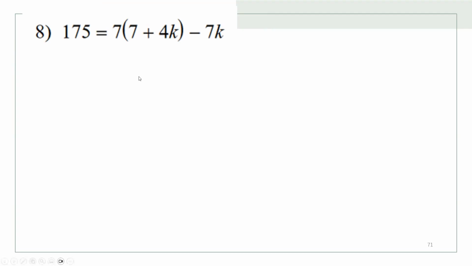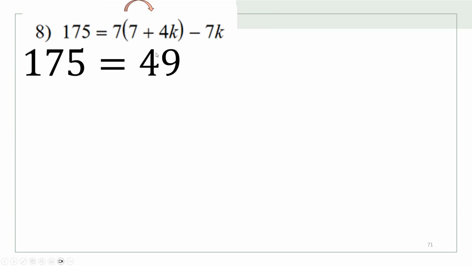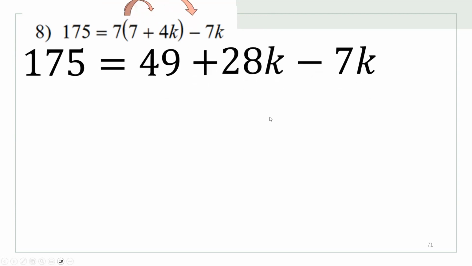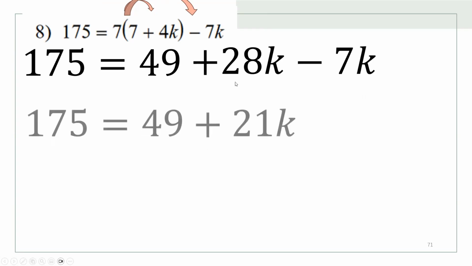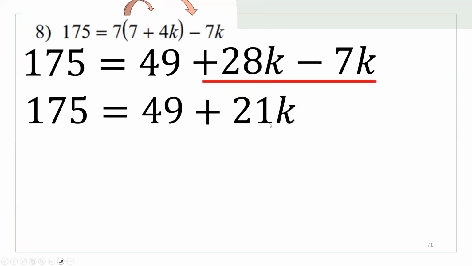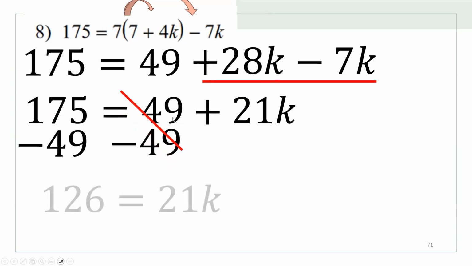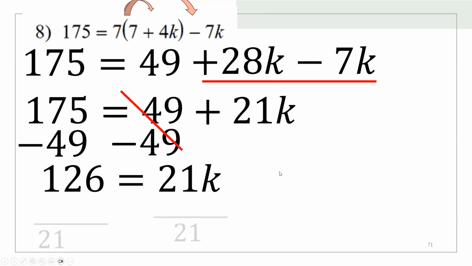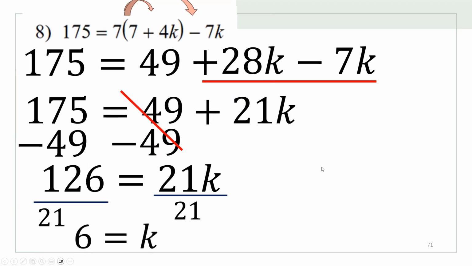All right, here we go. We're going to distribute by 7 on this one. 7 times 7, you get 49. 7 times 4, you get 28. And you drop down the negative 7K. 28K minus 7K, combining those terms, you would end up with 21K. Now we're at a two-step equation where we subtract 49 and we divide both sides by 21. We end up with 6 equals K.